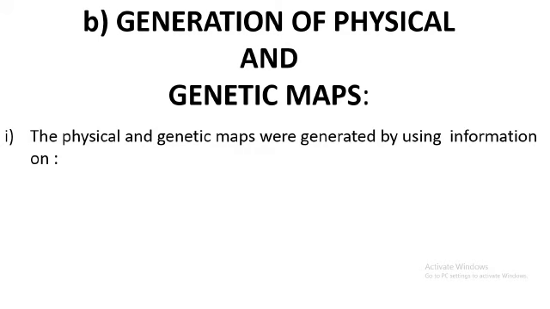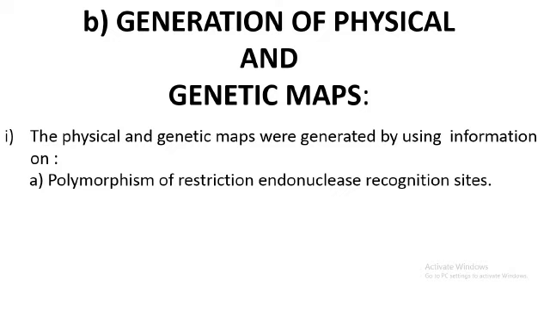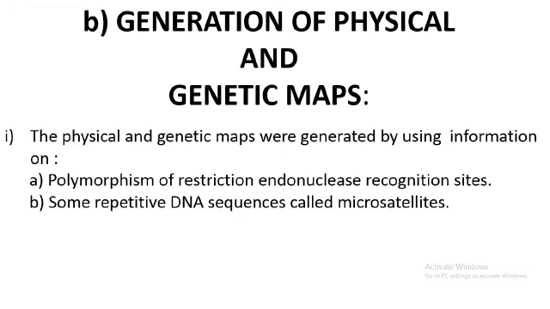Here the physical and genetic maps were generated using information on two important things. One is polymorphism of restriction endonuclease recognition sites, and the second is some repetitive DNA sequences called microsatellites. The joint fragments of DNA should be arranged in a particular manner. Which segment will come after which? For that, as I told you, the restriction endonuclease enzyme recognition sites.